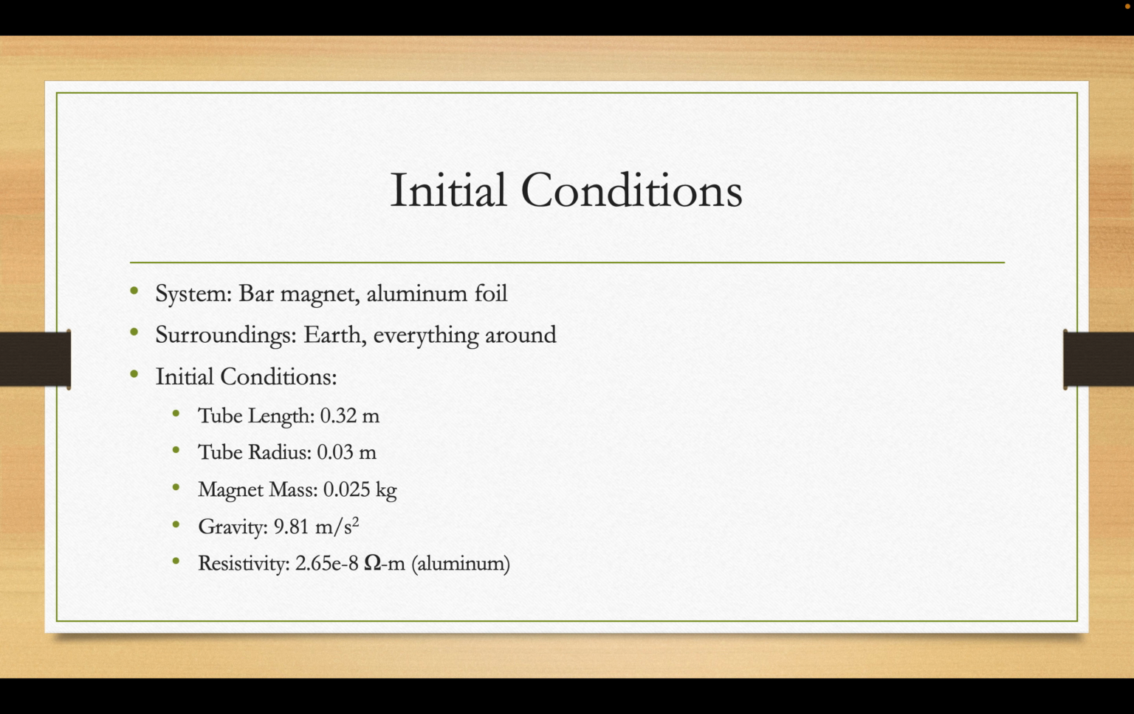So starting off with our initial conditions, our system is basically just our bar magnet and the aluminum foil, and the surroundings are Earth and everything around our system. The tube length of the aluminum foil tube was 0.32 meters, and its radius was 0.03 meters. The mass of the magnet was 0.025 kilograms. We have the constant of gravity, 9.81 meters per second squared. We also found the resistivity online for aluminum, which is 2.65 times 10 to the negative 8 ohm meters.